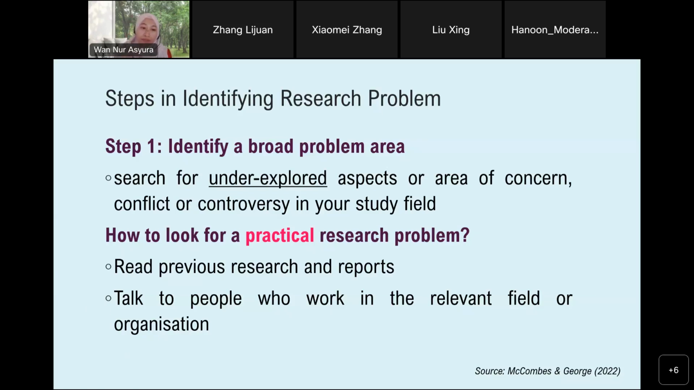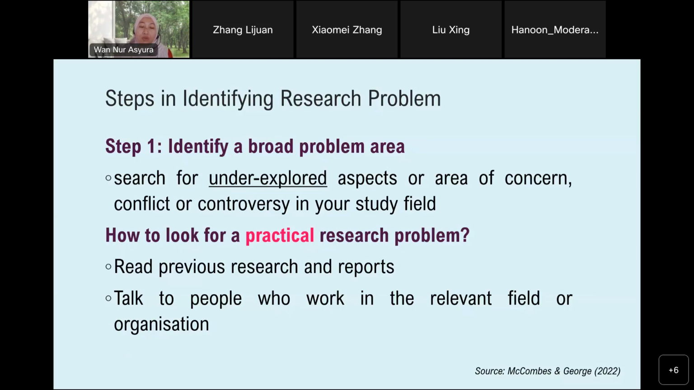All right, so I divide research problems into a practical research problem and a theoretical research problem. To find a practical research problem, what you can do is read. Of course, as a PhD student, we need to read a lot, but read with purpose, not just reading and that's it, I close the book and then tomorrow I start again. Always read with a purpose.